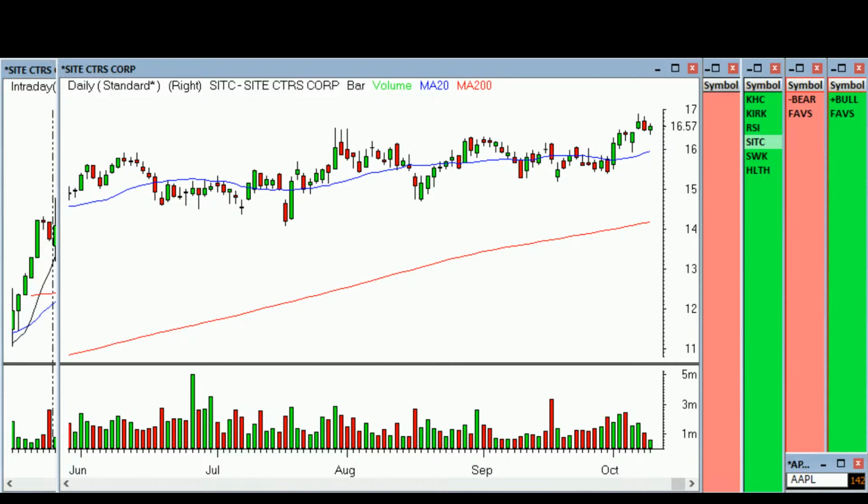So the symbol is SITC. It is real estate, correct? It's a REIT. So looks higher long term. Not sure. I don't think we can tighten on this.